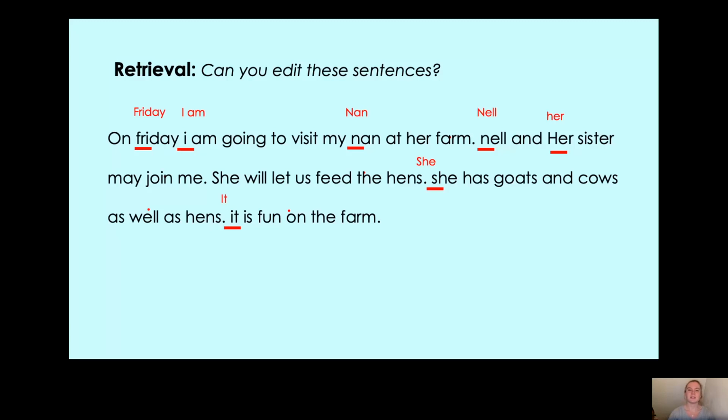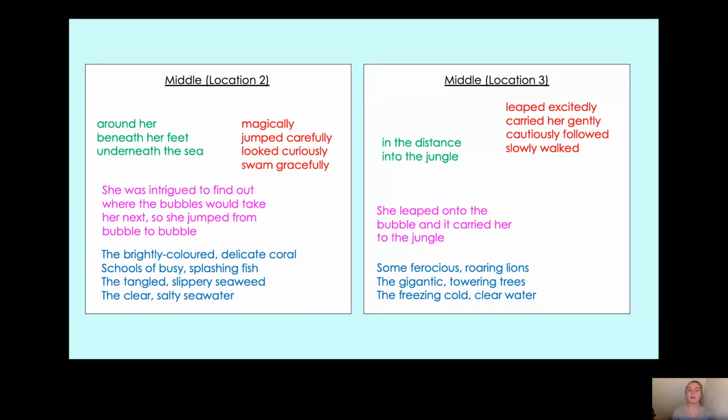So as I said, this lesson, we're going to be writing about place 2 and place 3 in our bubble story. So let's look at my plan for place 2.